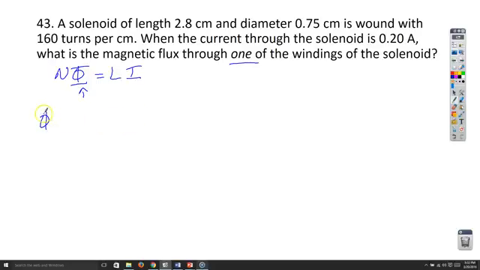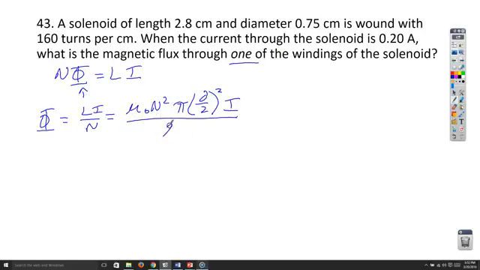So phi is equal to, the flux is equal to L times I all over N, where L is mu O N squared times pi. Now they gave us diameter, so we're going to take the diameter and divide it by 2. That gives us the radius squared, so don't let that fool you, it's pretty easy, times the current.